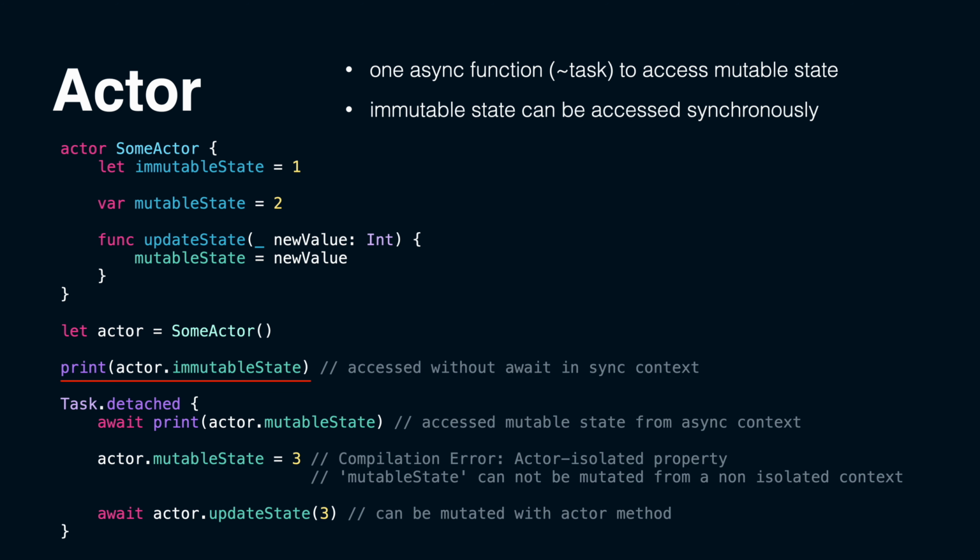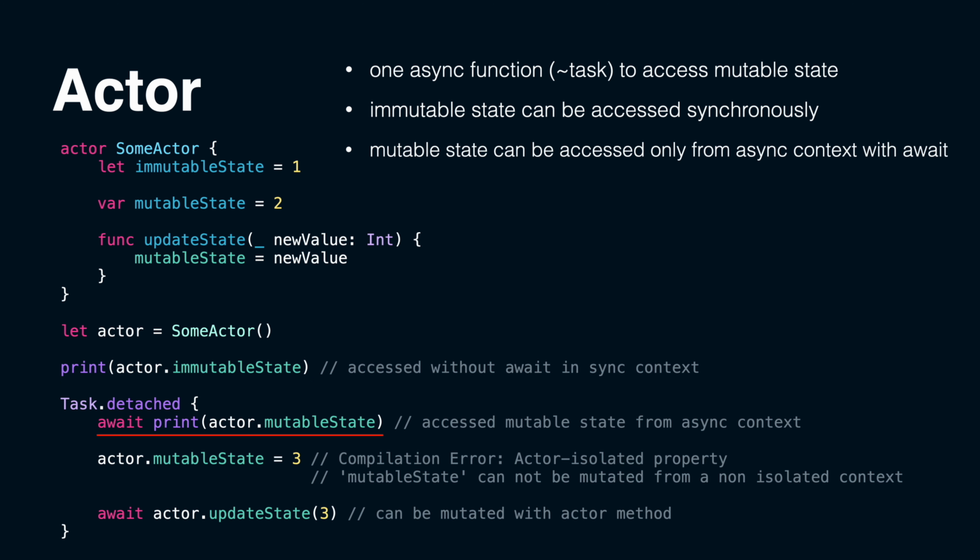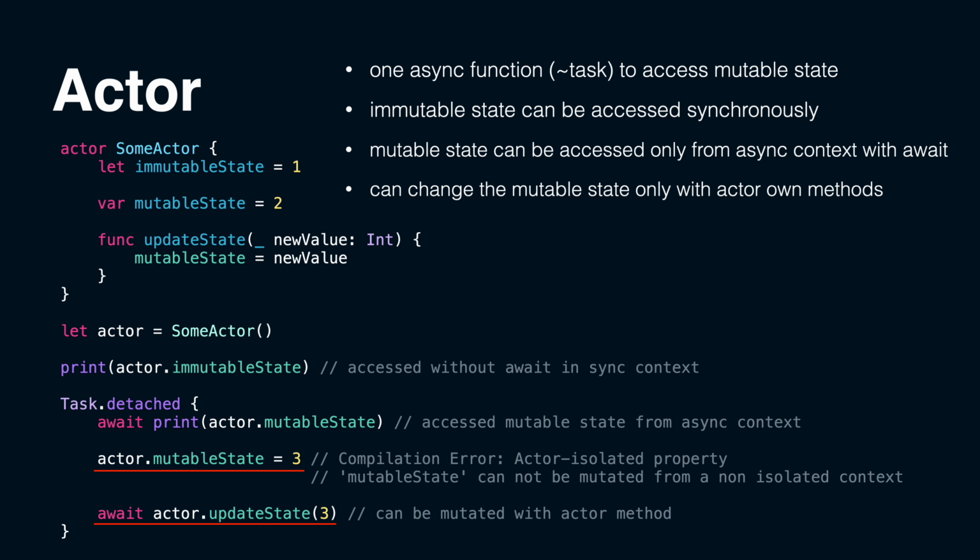Immutable state can be accessed synchronously. Yes, you can access an actor's immutable state from a sync context without using await. Mutable state can be accessed only from an async context with await. You can change the mutable state only with actor-owned methods. Now, we are ready to learn about executors.